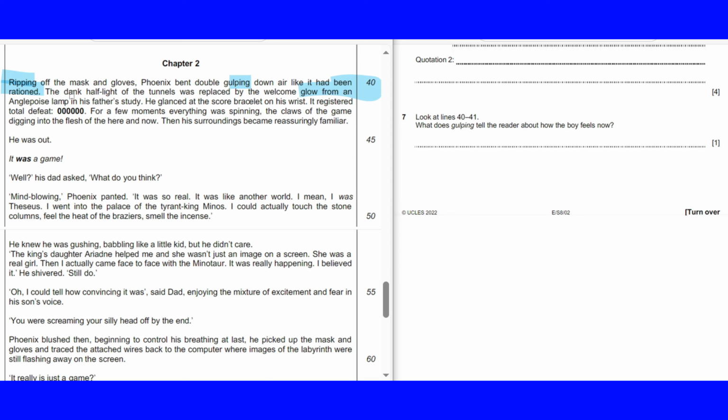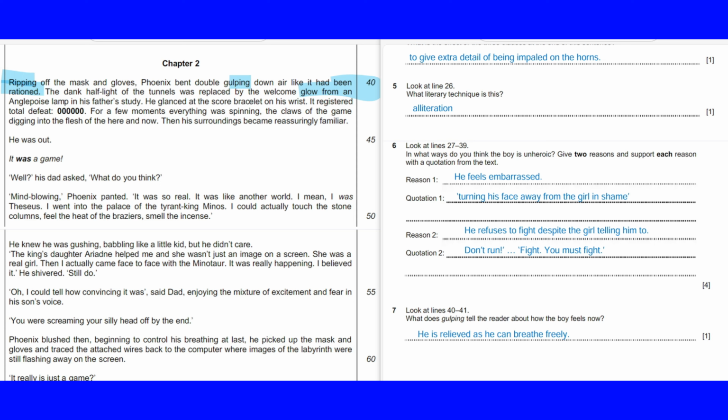Alright, let's open up the answer, guys. So he is relieved as he can breathe freely, gulping here. How the boy feels now. So these are the examples of correct answers. If you have any other possible answer, you may write it down in the comment section. Let's move on to question 8.